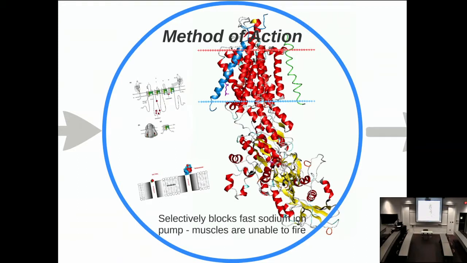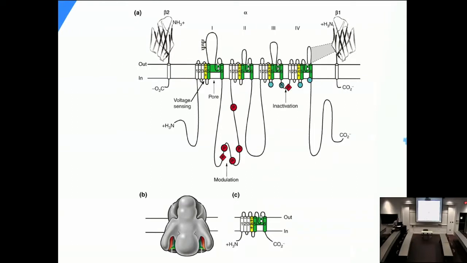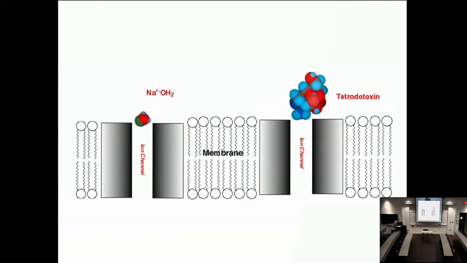So that large colored picture on the right is supposed to indicate a sodium pump. And again, we're just showing the kind of close-up structure of these sodium pumps, how these subunits come together to make a pore. The interesting thing about this one is that it specifically targets what are called fast sodium pumps. So there are fast sodium pumps and there are slow sodium pumps.